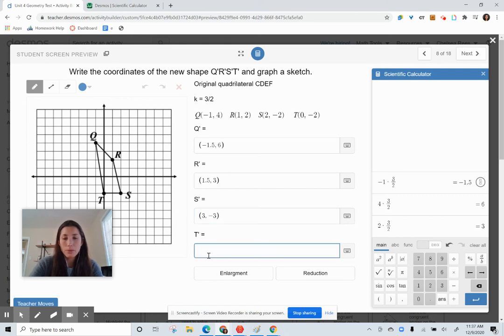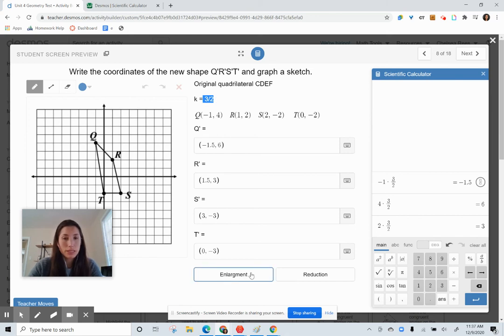And then our final coordinate, when we multiply anything with 0, it's 0. And then the -2 will produce a -3 as the answer. And because this is a 3/2, that's greater than 1, that's an enlargement.